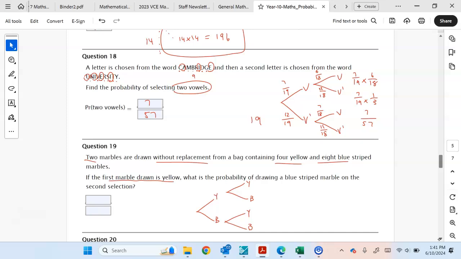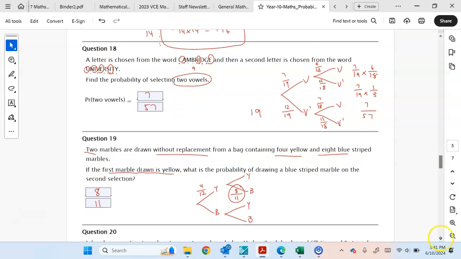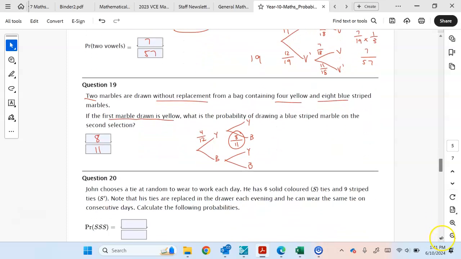So we've got 4 yellow, so 4 out of 12. And then we want the blue. If we've taken a yellow, there's still going to be the 8, but now the number has reduced to 11. So it's going to be 8 over 11. We don't have to complete that tree diagram because all we want to know is this probability here. We already know we've got a yellow, so it's reduced the number of marbles by 1, but the number of blue has not changed because we only took out a yellow. All right, keep going.